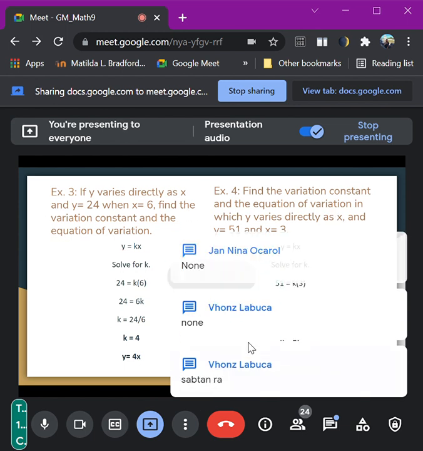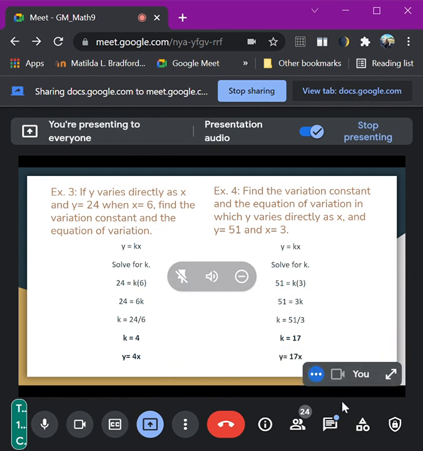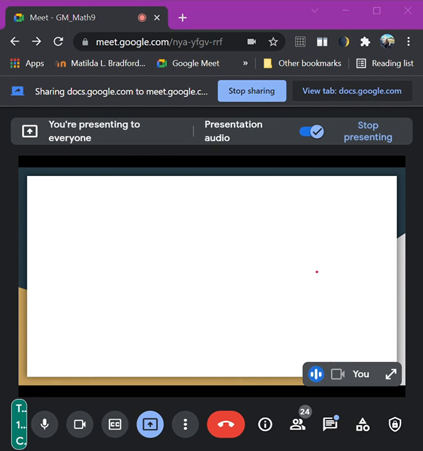Okay, none, understood. Very good. Remember, class, for the equation of variation, only the constant is what you substitute. But you really need to find the constant first. Okay? So now let's go to our example number 5, class.